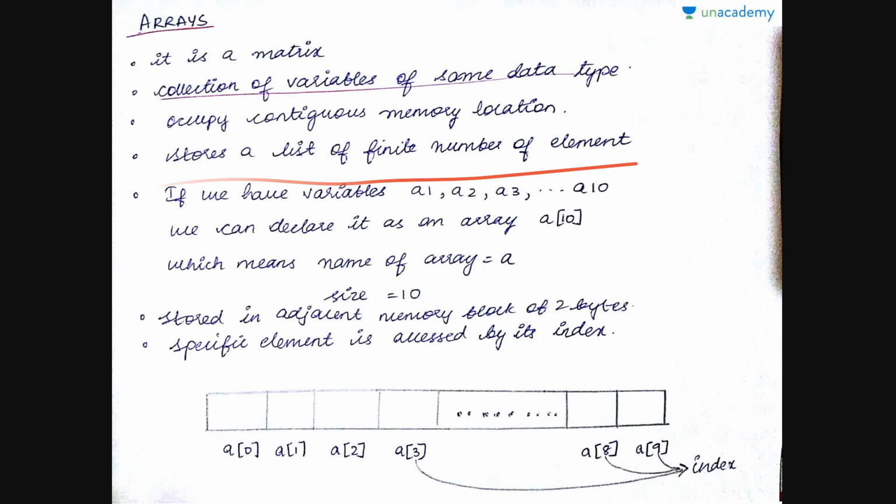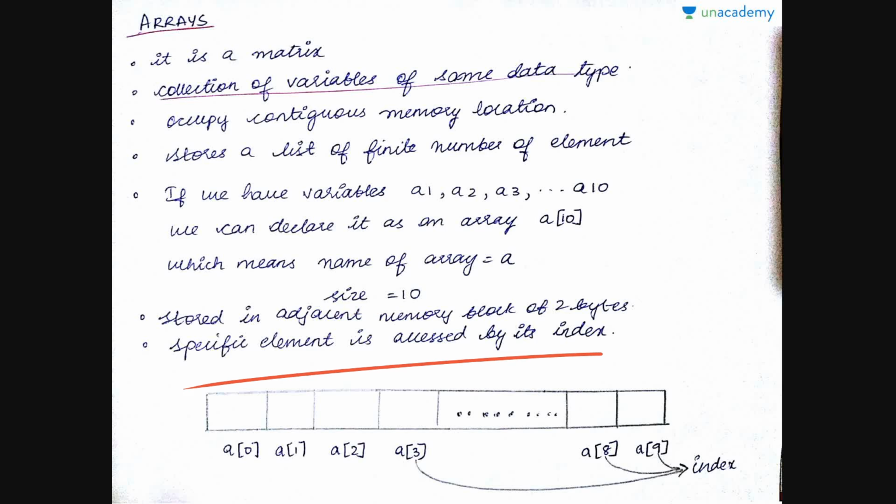For example, if we have variables like a1, a2 up to a10, instead of declaring them separately as int a1, int a2, so on up to int a10, or just int a1, a2, up to a10, we can just declare it as an array of 10 elements. Hence we have written array a of 10. Here a is the name of the array and the size is 10, because we are using that array to store 10 elements, and it is stored in memory block of 2 bytes, because here we have used integer, and a specific element is accessed by its index.